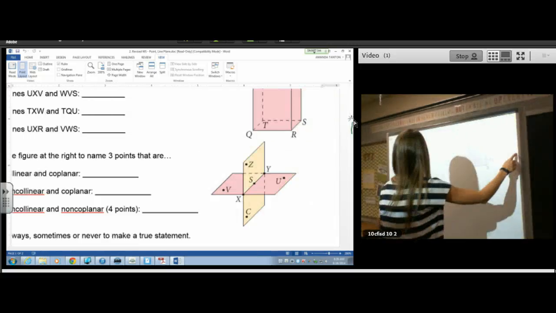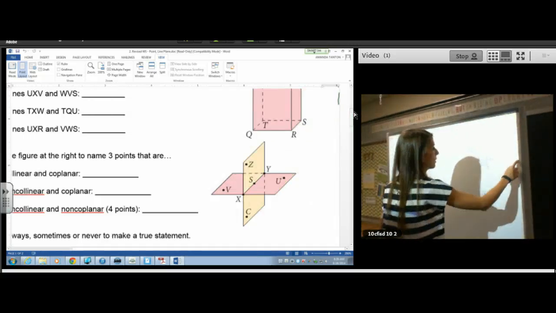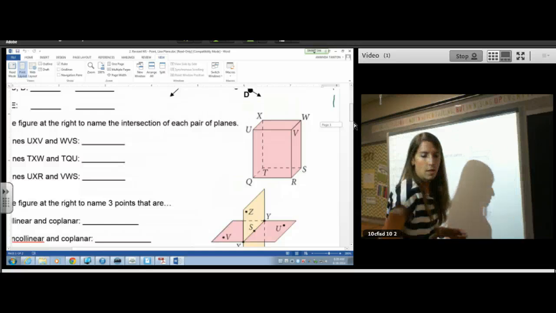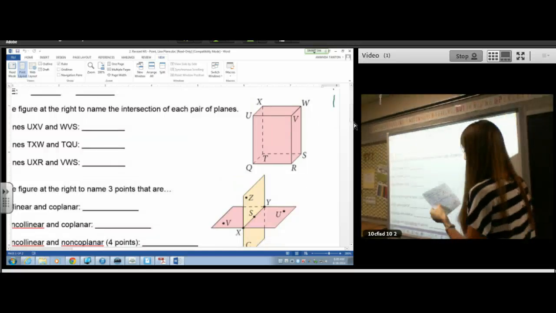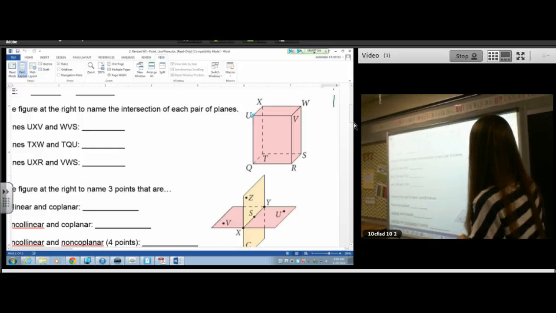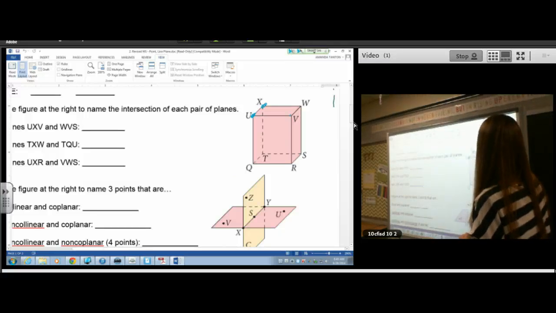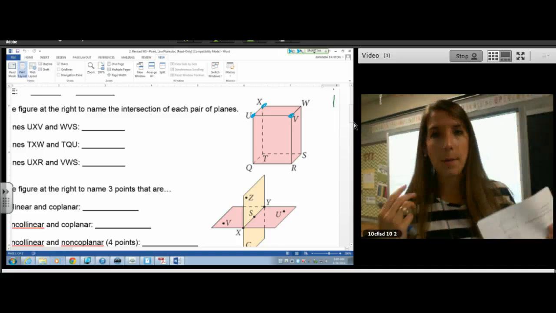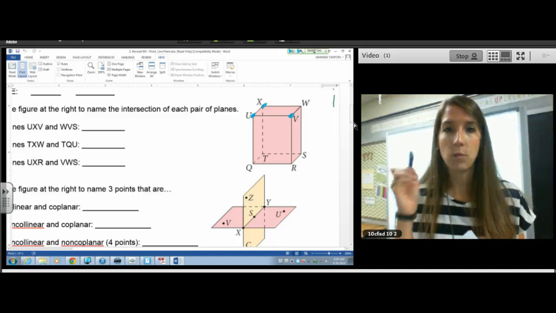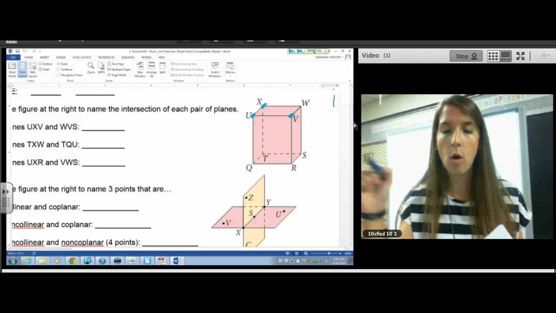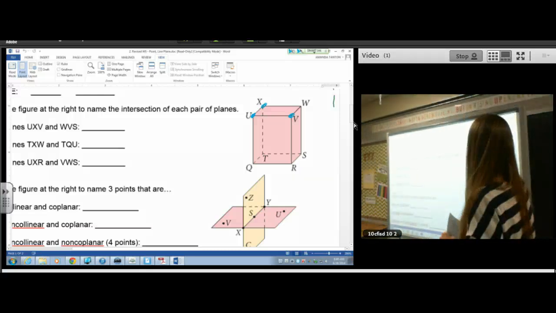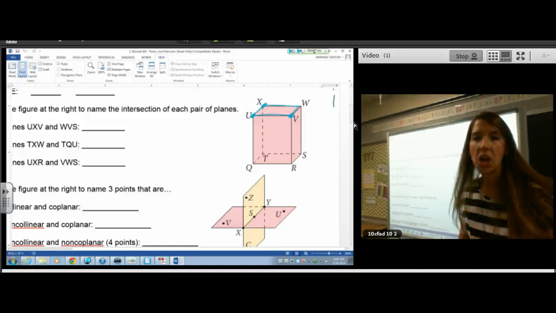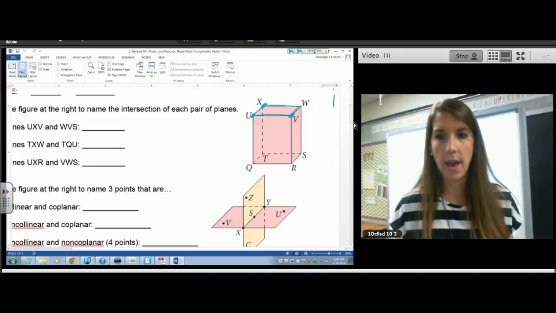Okay, so the first one says UXV, UXV. What I do right away when I'm still learning this is with your pencil, make the whole plane. Connect the dots and find out what the entire plane is. That is the top of the prism, UXV.